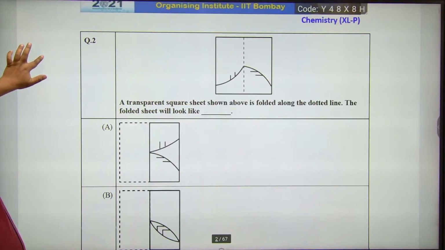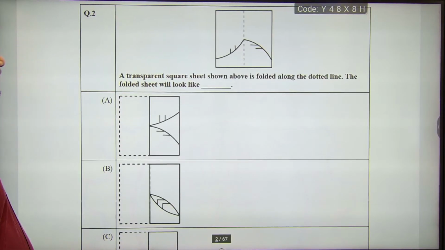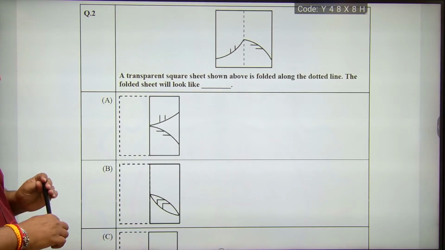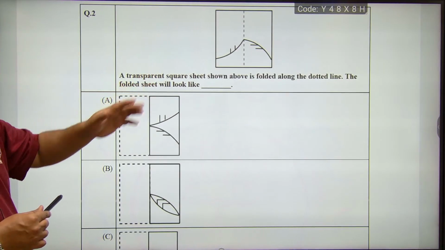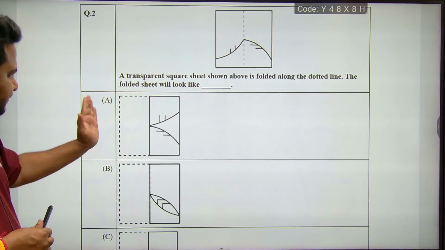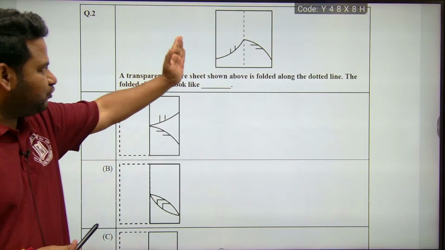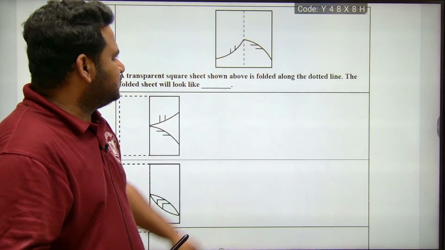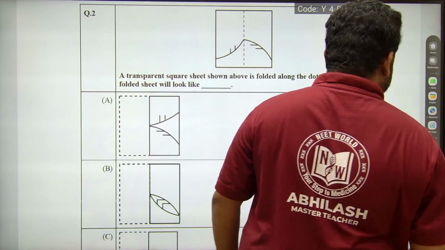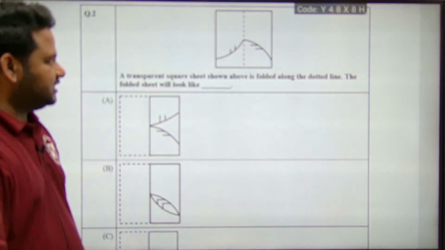So this is the question they have given. So what is it that they are telling? They are telling that a transparent square sheet shown above is folded along the dotted line. The folded sheet will look like what? As you can see, they are folding it like this. Where they are folding, you have to see. So after folding, what is it that we will get? That will be the answer. That is what we have to find out.